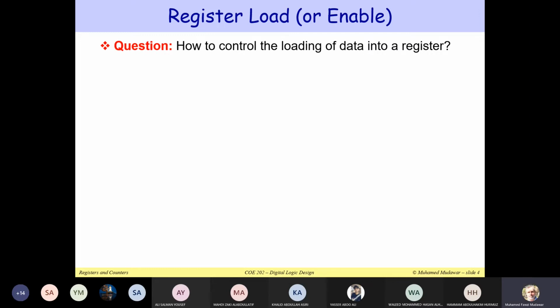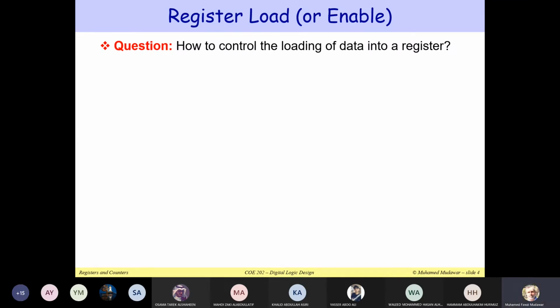Any idea? Yes, please. Inverter in front of the clock, maybe. No, not an inverter. We need actually something else inside this register.